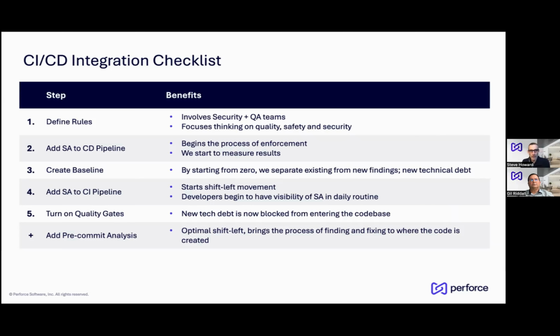So we then start, once we have that baseline, bringing the static analysis into the CI pipelines. Developers get visibility. It's in their daily routines. And at that point, once we're comfortable that that's working correctly, we can turn on the quality gates, and that's the enforcement piece. So finally, we're now blocking new technical debt, new security vulnerabilities, new failings of our coding guidelines or standards or safety standards that we need to meet. Those are stopped before they even enter the code base in the master branch.